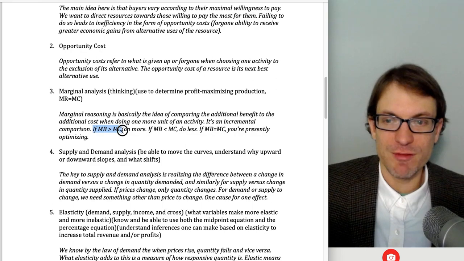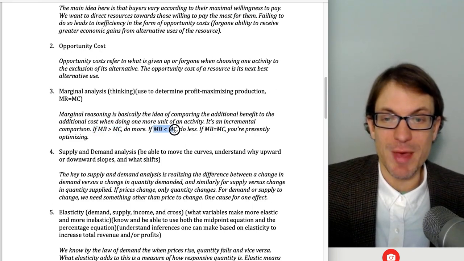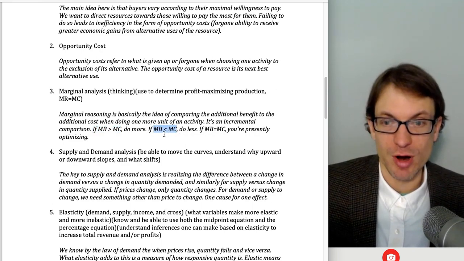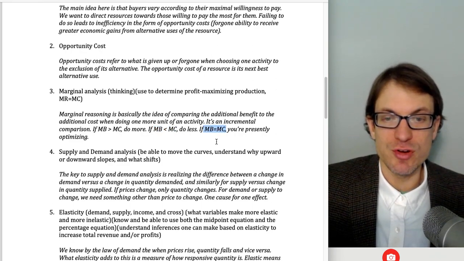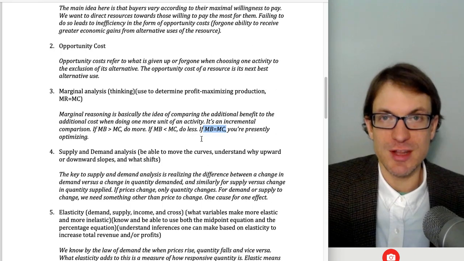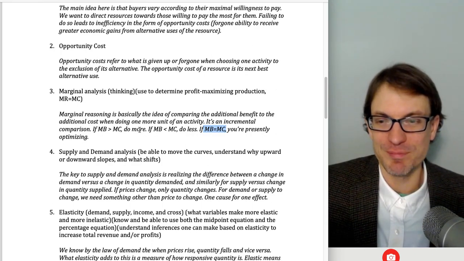So it's an incremental comparison. If the marginal benefit exceeds the marginal cost, do more. So if MR is bigger than MC, produce more. If the marginal benefit is less than the marginal cost, so if the marginal revenue is below the marginal cost, produce less. And if the marginal revenue equals marginal cost, you're already optimizing. You should just maintain whatever you're doing.